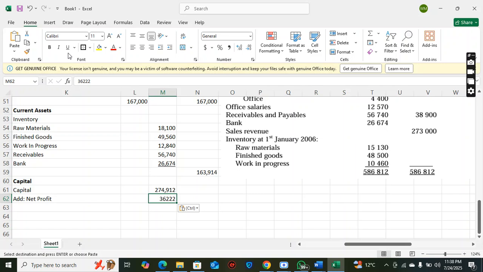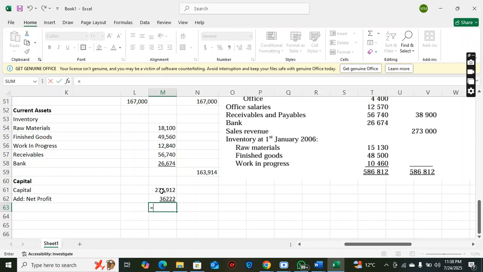And you say add, and then you put the negative value. Because if you subtract, in essence what you're doing is actually adding the loss to the capital. And colleagues, what happens when you add your loss to your capital? It means you'll be overstating your capital.